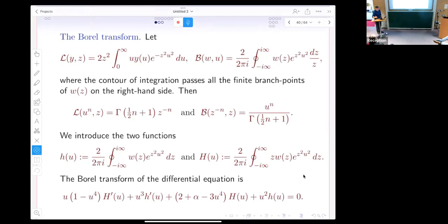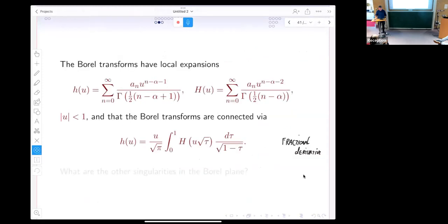Sorry, I think I went too far. Yep. The original differential equation in terms of the Borel language will give you this equation here. So that's an equation involving the capital H, that is this Borel transform, and the little h, which is this Borel transform, in one equation. Okay, it's a differential equation, so you might be happy. However, the connection between the two is given here, and this is a fractional derivative. So the equation that you saw in the previous slide is not a simple differential equation, it's a fractional differential equation.